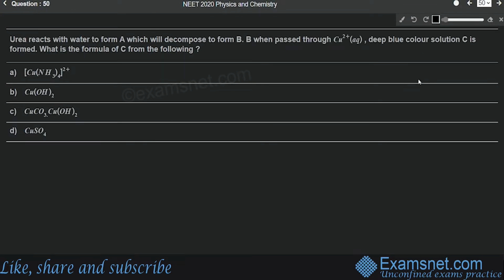Question number 50 is related to coordination compounds, and the question is: urea reacts with water to form A, which will decompose to form B. B when passed through copper ion in aqueous phase, that means aqueous copper solution, then deep blue color solution C is formed. What is the formula of C from the following? So let's see how the reaction takes place. First we have urea, that means NH2CONH2. So this will react with water.